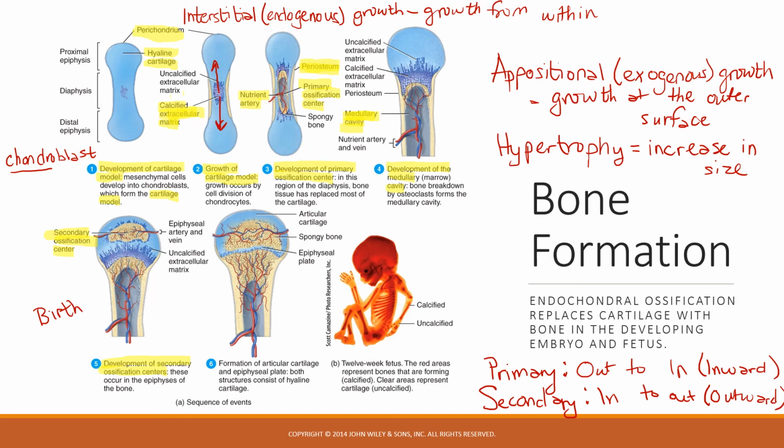Last step in endochondral ossification is going to be formation of the articular cartilage and the epiphyseal plate. Remember, the epiphyseal plate is the growth plate. The hyaline cartilage that covers the epiphyses becomes the articular cartilage, which is kind of cool. Prior to adulthood, the hyaline cartilage remains between the diaphysis and the epiphysis as the epiphyseal growth plate.